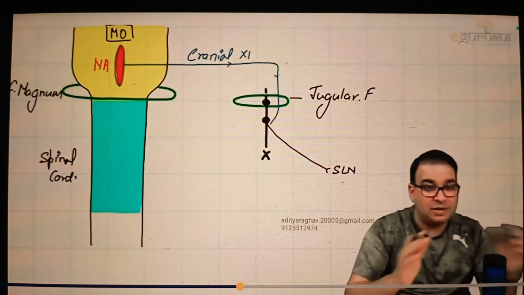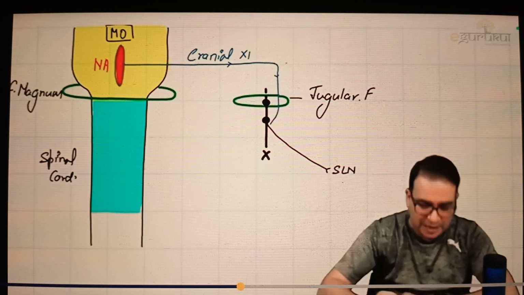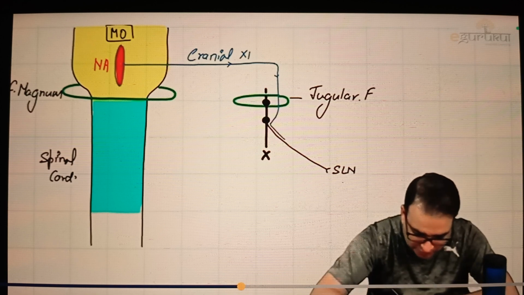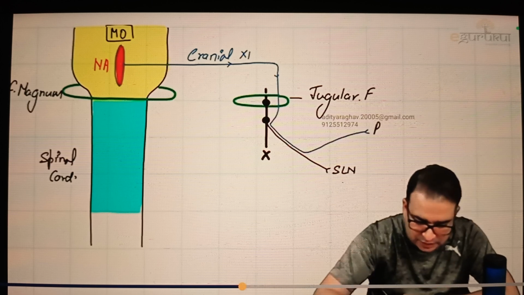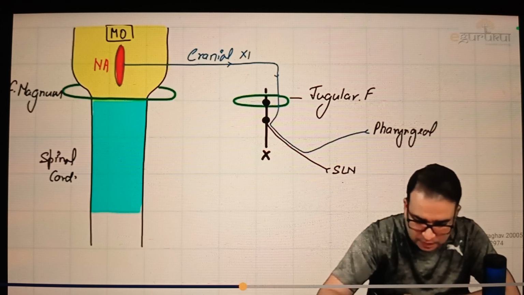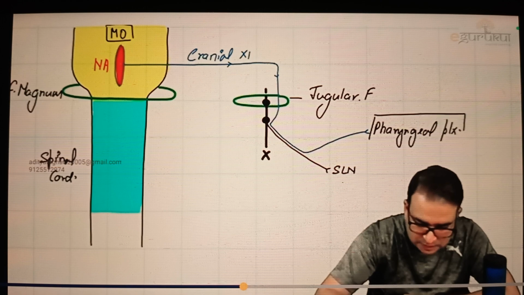The cranial accessory nerve comes out of the jugular foramen separately, but it joins with the vagus just below the inferior ganglion, and then you will see the fibers of this nerve are carried by the superior laryngeal nerve, and then these fibers will separate and will contribute to the plexus we have been talking about. What plexus is that? That is the pharyngeal plexus. It is contributing to the plexus called the pharyngeal plexus.